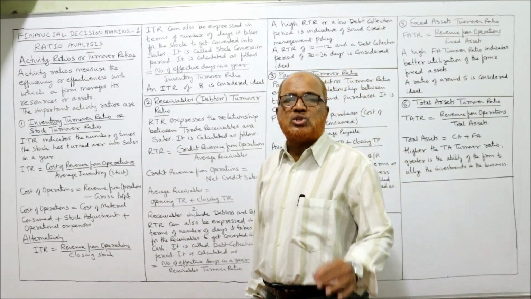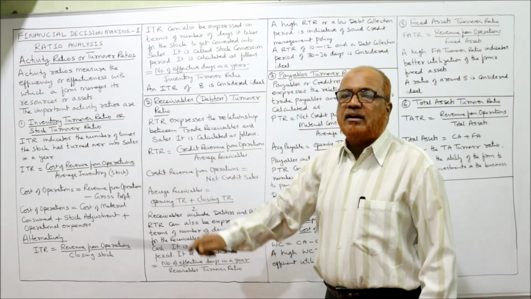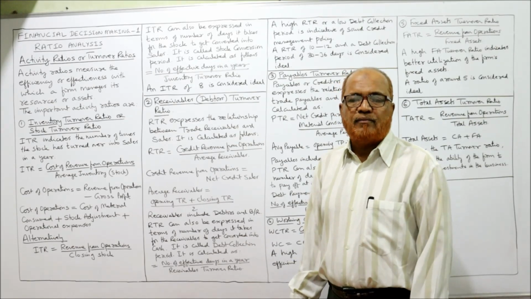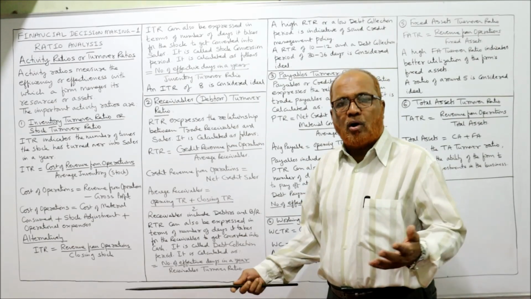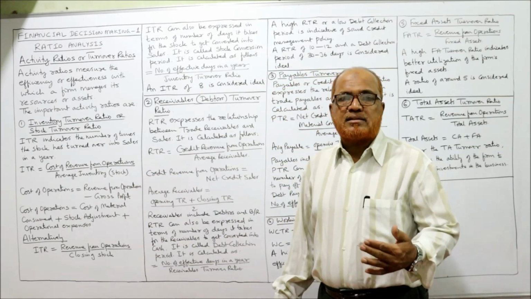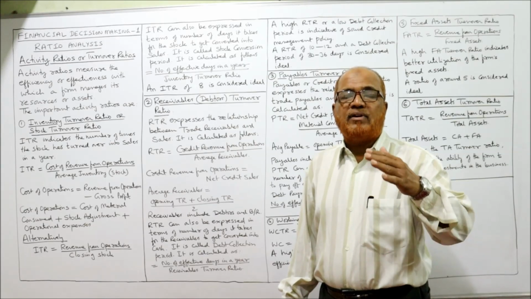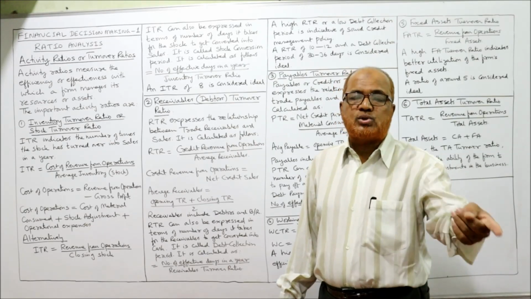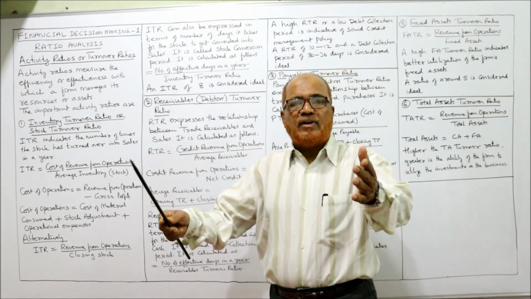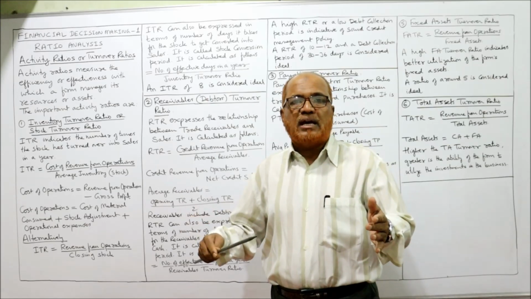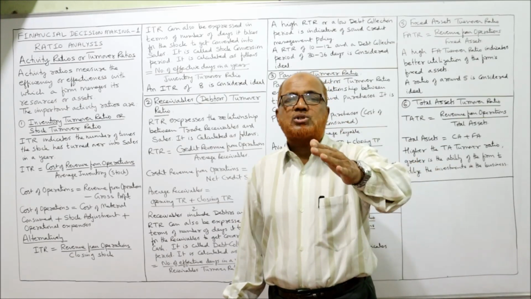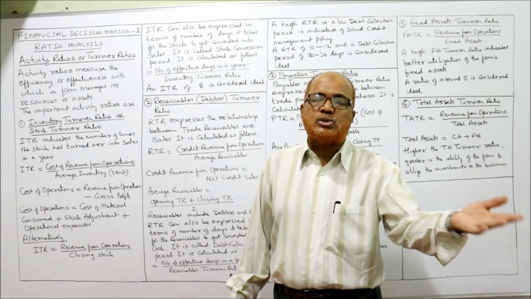So what are the important activity or turnover ratios? The first ratio, which is very important, is inventory turnover ratio or stock turnover ratio. Both mean the same. We can call it inventory turnover or stock turnover. Inventory turnover ratio indicates how frequently we are converting the inventory into sales, stock into sales. A business concern will hold the stock, will purchase the inventory, and after a period of time, the stock will get converted into sale.